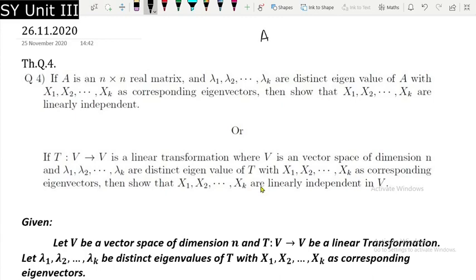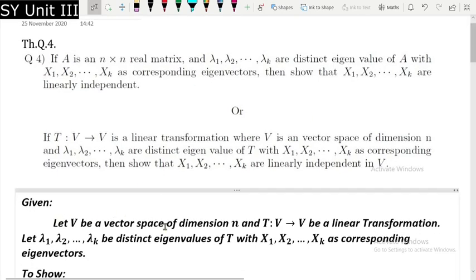I mean, suppose you are having some matrix A and 1, 2, 3 are the eigenvalues of A. Corresponding to 1, suppose x1 is the eigenvector, corresponding to 2 x2, and corresponding to 3 x3 is the eigenvector. Since these 1, 2, 3 are distinct eigenvalues, we can say that the set x1, x2 and x3 will be linearly independent. So this is the magic of this theorem. Without any delay, let us go for the proof.